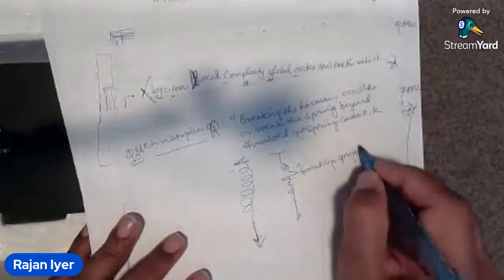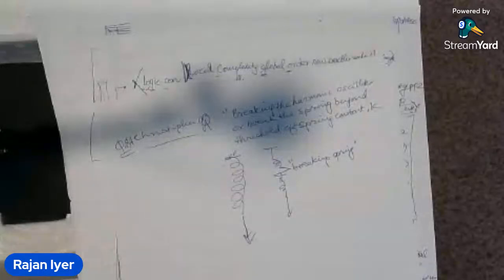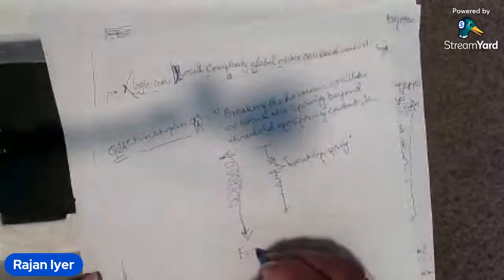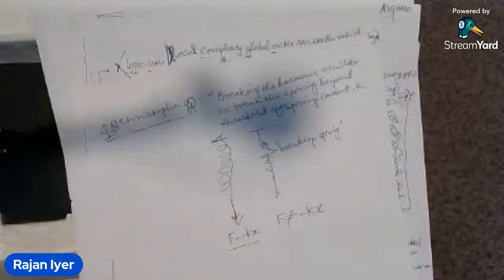So that's something to think about. I'm kind of interested in that side of things. Okay, so what happens there? The force is no longer F equal to minus kx, right? This won't be minus kx anymore. That much we can be sure. Will it go positive, or will it?